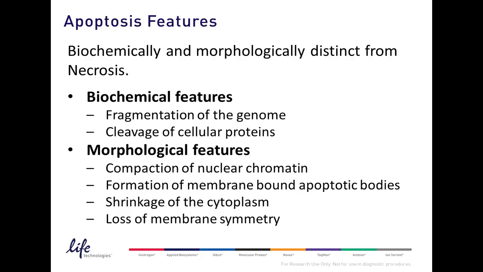So some of the features of apoptosis. It's biochemically and morphologically distinct from necrosis. This is a very simplified view. There are areas where they overlap significantly, and so it's important when you're choosing your assays, if you're just wanting to measure necrosis or apoptosis, or indeed maybe both, to make sure that you're picking characteristics and criteria that are distinct from one another. To talk about apoptosis a little bit here, some of the biochemical features are the fragmentation of the genome and cleavage of cellular proteins, and we'll go into a little bit more detail of that later. There are also key morphological features that can be assayed. These are compaction of nuclear chromatin, formation of membrane-bound apoptotic bodies, shrinkage of the cytoplasm, as well as loss of membrane asymmetry.